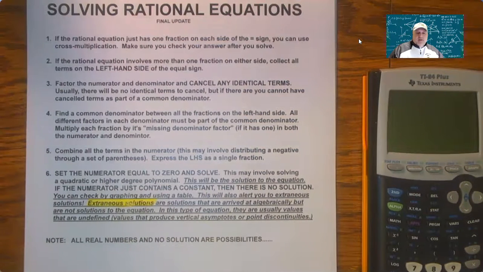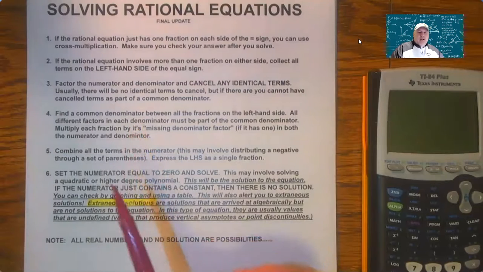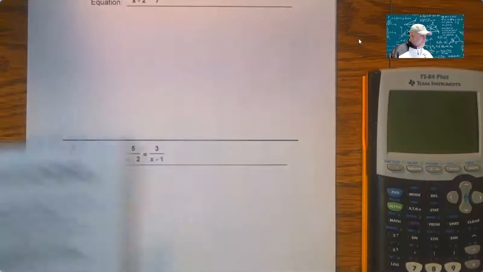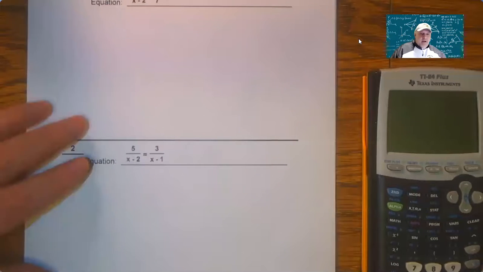And the big thing is the getting of the common denominator when you have to, and then collecting the terms in the numerator correctly and distributing any negatives through parentheses. Those are the big things. Just a note, you can get all real numbers as a solution and no solution are possibilities. And in solving, your numerators could possibly be a linear equation to solve or a quadratic. So get ready for that. All right, here we go.